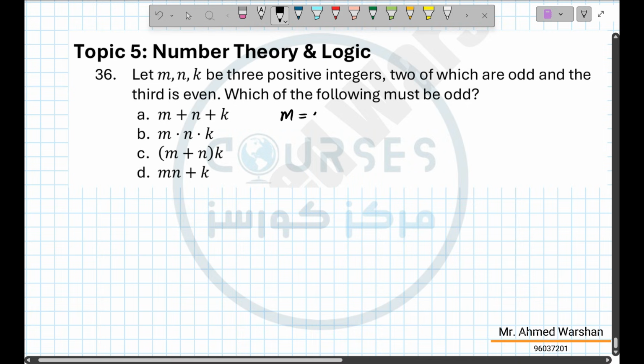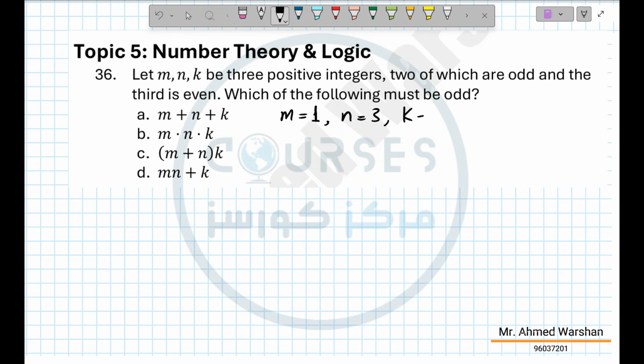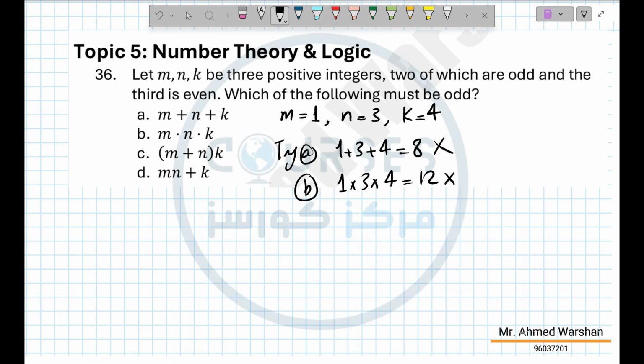So let's take m is 1, n is 3, and k, let's have it 4. Which of the following must be odd? Okay, so let's try A. M plus n plus k, so 1 plus 3 plus 4, that's 8. No, that's not odd. Let's try B. M times n times k, so that's 1 times 3 times 4. 1 times 3 is 3, 3 times 4 is 12, still not odd.